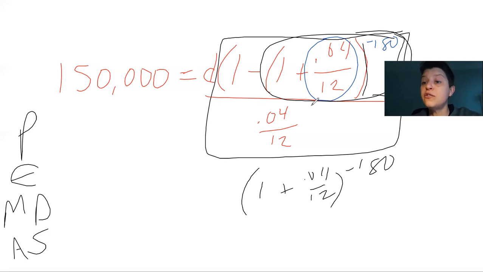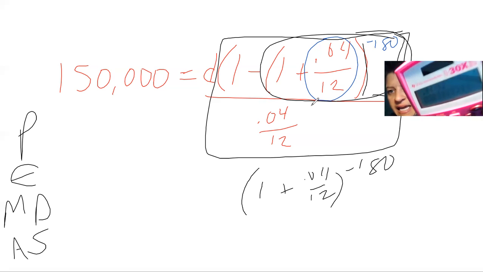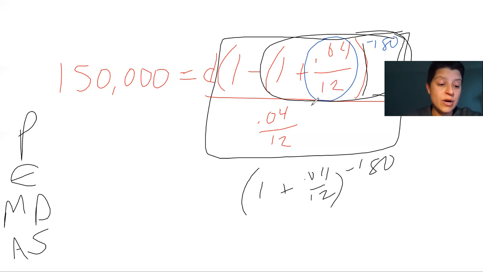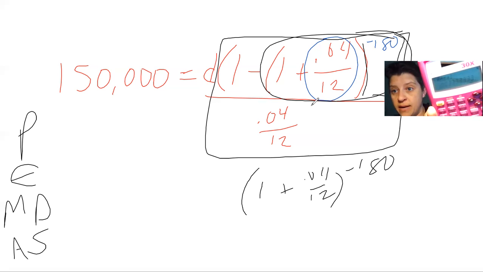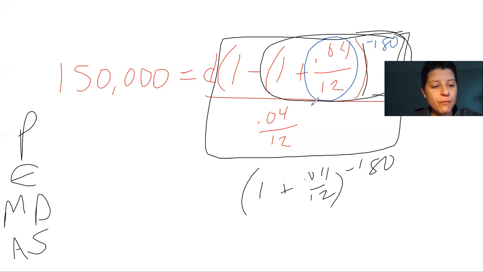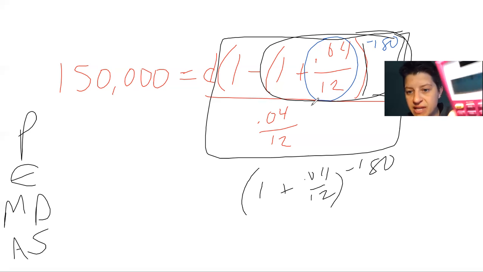Inside the parentheses, we still follow the order of operations. So I'm going to take, inside the parentheses, 0.04 divided by 12, and again I get that long decimal. Then I'm going to add 1, so I get 1 plus a long decimal. I'm going to raise that, so I'm going to use the caret feature.